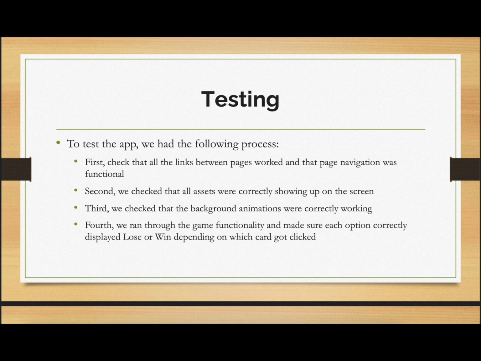For testing the app, it's pretty simple. The first thing we did was make sure the links between all the pages worked and that the page navigation was functional. After that, we checked that all assets were correctly showing up on the screen. Then we checked the background animations and made sure those were working correctly. Then we ran through the game functionality and checked every single option. We made sure that lose or win was being displayed correctly depending on the card being clicked. And that was pretty much it for testing.